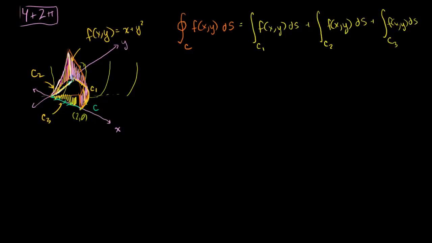And in the last video, we got as far as figuring out this first part, this first curvy wall right here. Its surface area we figured out was 4 plus 2 pi. Now we have to figure out the other two parts. So let's do C2. Let's do this line integral next.